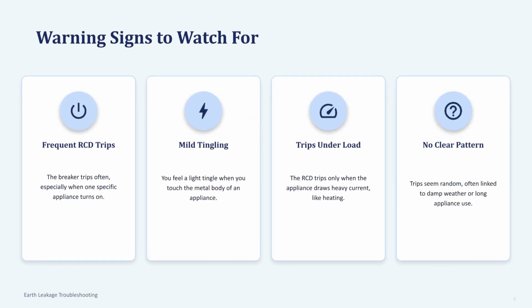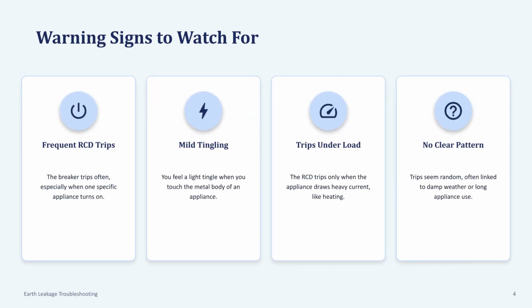Watch for these warning signs: frequent RCD trips tied to a specific appliance, a mild tingling feeling when touching metal casings, or trips occurring only under heavy load. Often, these issues worsen in damp or humid weather.